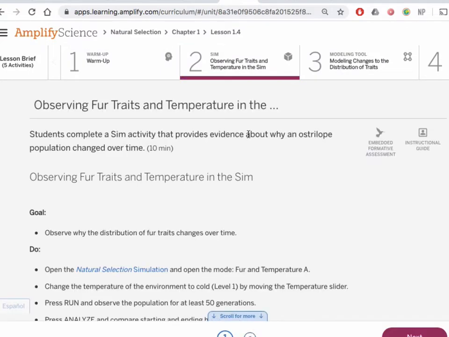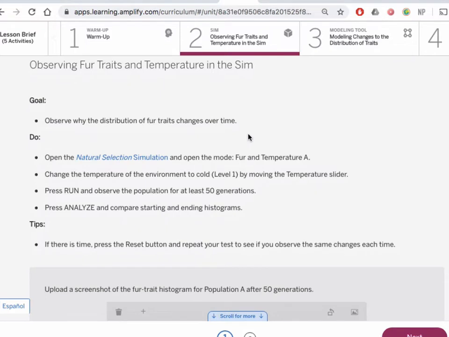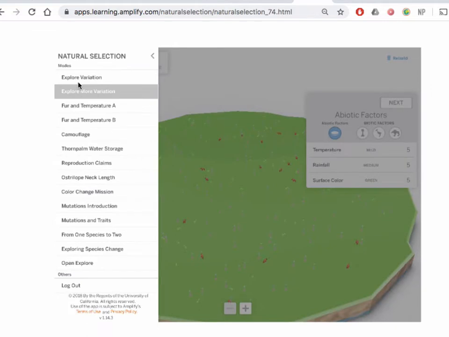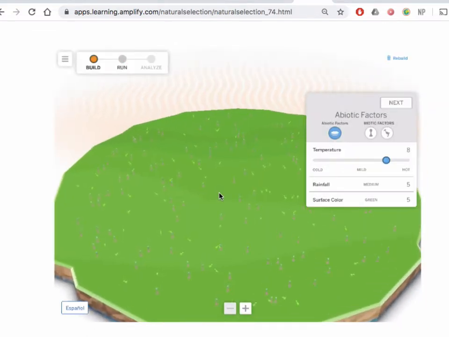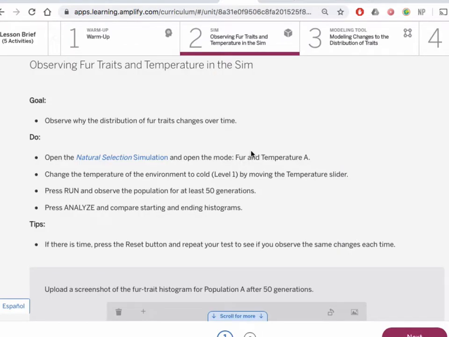Okay, now the fun part, now the simulation. We're actually going to run a simulation this time. When you open it, you click here. And let's just jump back and forth. It says, Natural Selection Simulation, open the mode Fur and Temperature A. Let's do that. Fur and Temperature A. Change the temperature of the environment to cold by moving the temperature slider.